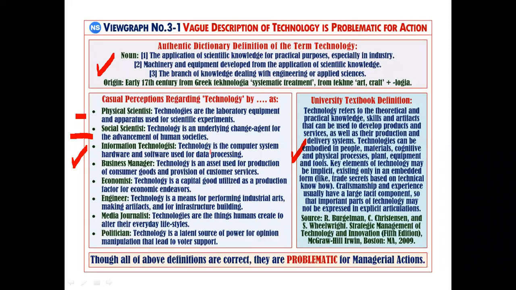Business management, information technology is the computer system, hardware, and software. And you can go all the way. Economist, technology is a capital good utilized as a production factor for economic endeavors. Media people, technologies are the things humans create to alter their everyday lifestyle.